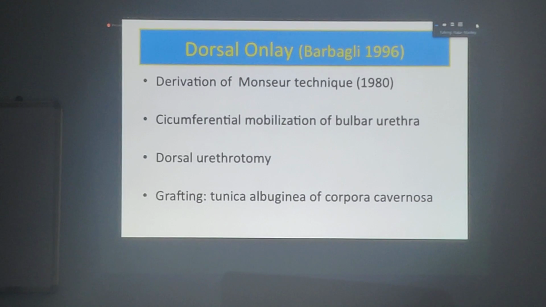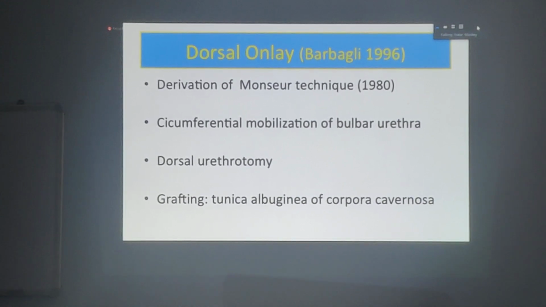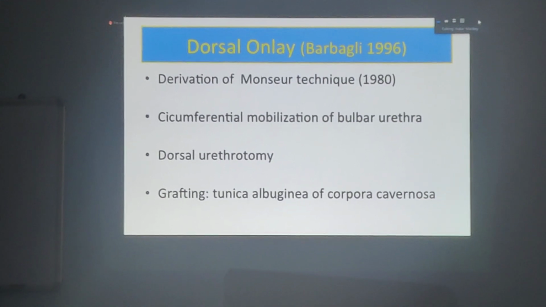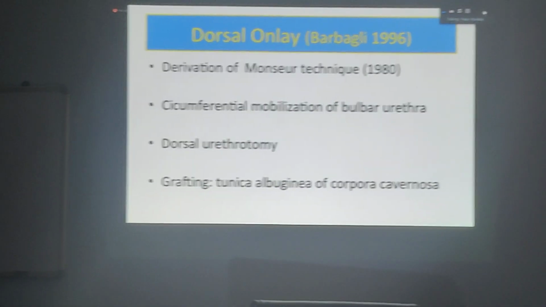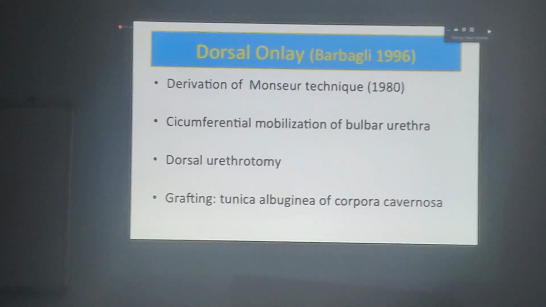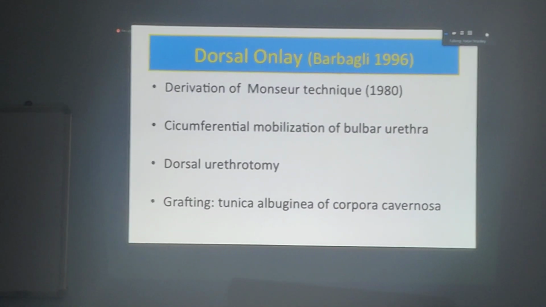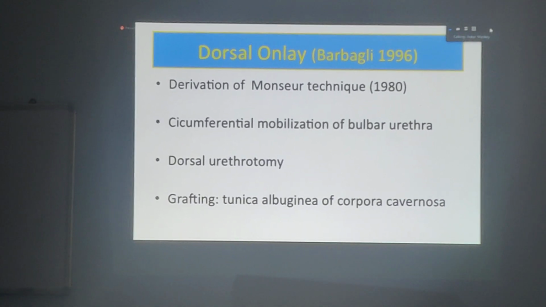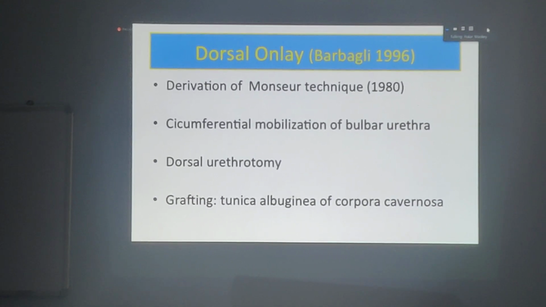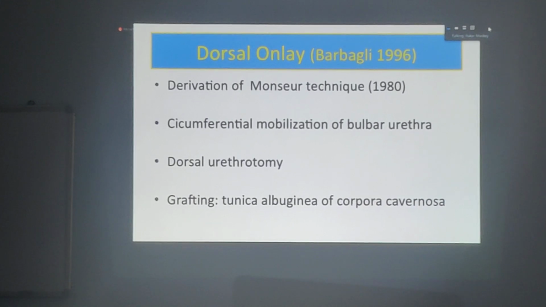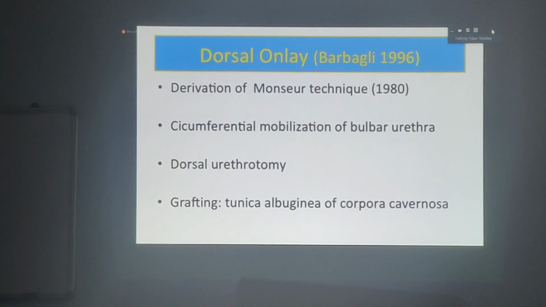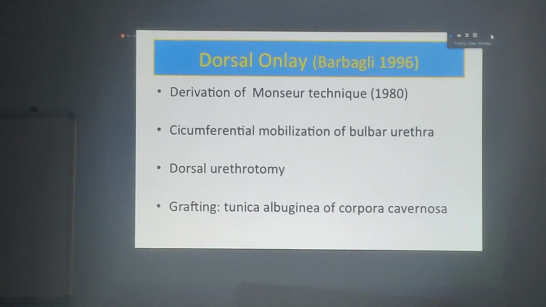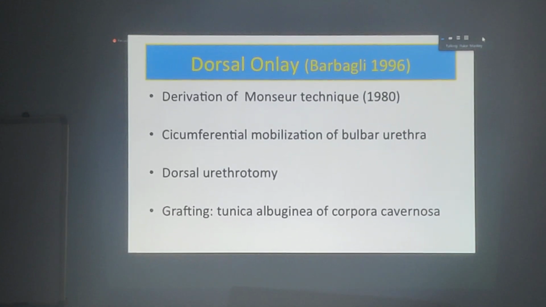The surgery which I prefer is dorsal onlay surgery, which was actually described by Barbagli in 1996. It is derived from the technique of Monseur. Monseur was a French surgeon who initially did a dorsal urethrotomy, opened the stricture dorsally, and basically he anastomosed the opened urethra to the underlying tunica albuginea of the corpus spongiosum. So what Barbagli did was, he modified the Monseur technique. He added a buccal graft onto the tunica albuginea of the corpus cavernosum, and established the widely accepted Barbagli technique.